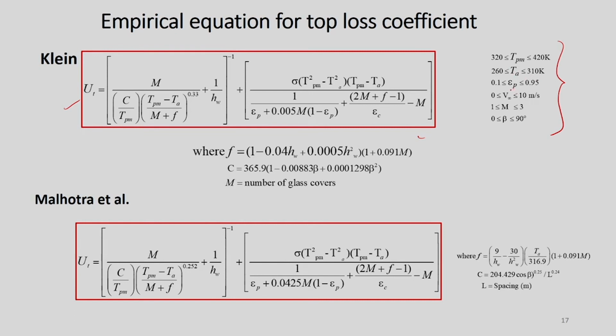Then what is the emissivity of the plate? It should be from 0.1 to 0.95. Then the velocity of the wind, the number of covers, and the tilt angle, all those things need to be in that range, then only we can use this correlation, okay. And one more correlation was developed by Malhotra et al. So, these correlations can also be used for calculation of the top loss coefficient without doing the iteration method, right.